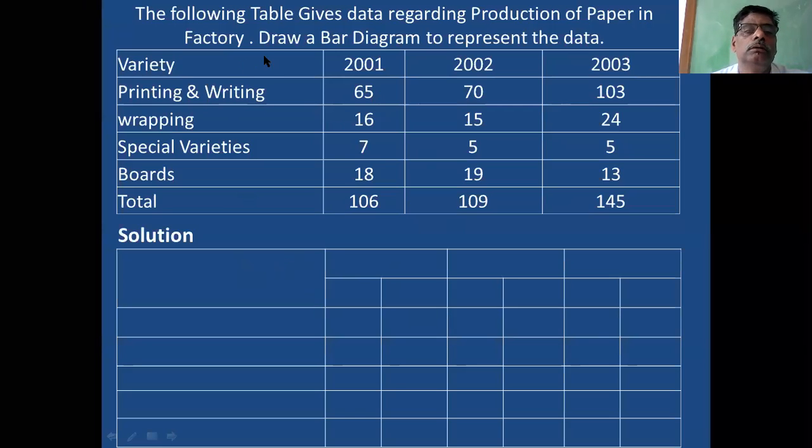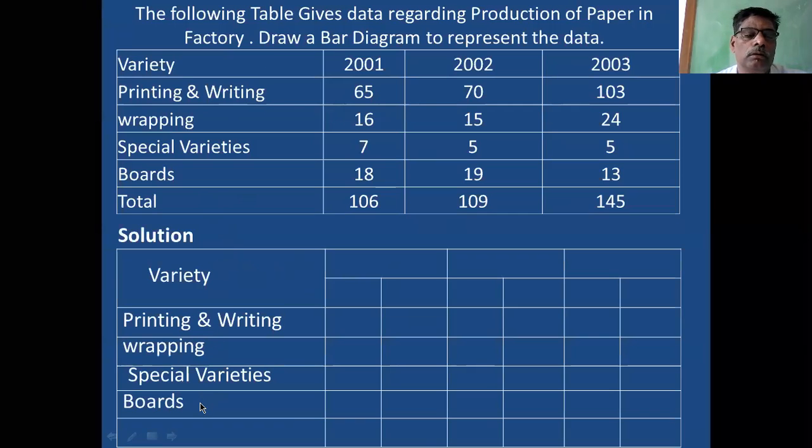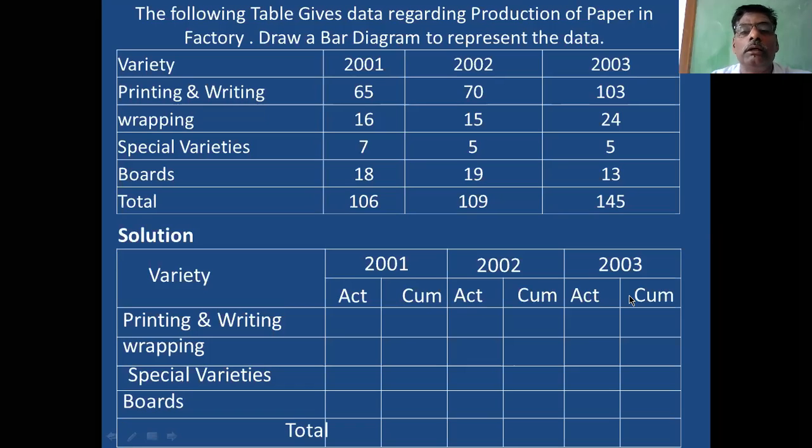This is the solution. You write the variety. There are 4 varieties in total. Year 2001, 2002, 2003. You draw the table like this, and you take the information relating to 2001: actual, cumulative, actual, cumulative, and so on. Like this, you draw the table. Then you take the actual 65, 16, 7, 18, total 106. Then these actual numbers are to be converted to cumulative values.